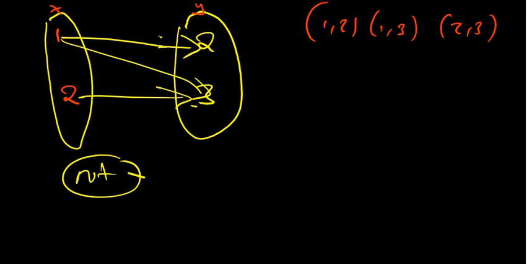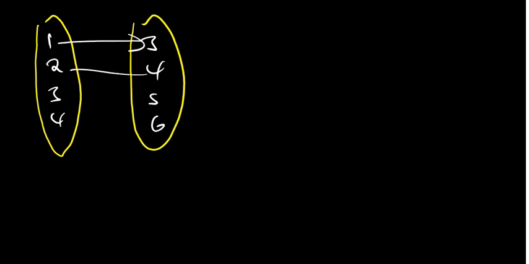Okay, so now from there, let's also talk about one-to-one functions. Let's say we have a function. Let's have 1, 2, 3, 4 and let's have 3, 4, 5, 6. So let's say 1 is mapping to 3, 2 is mapping to 4, and so on.